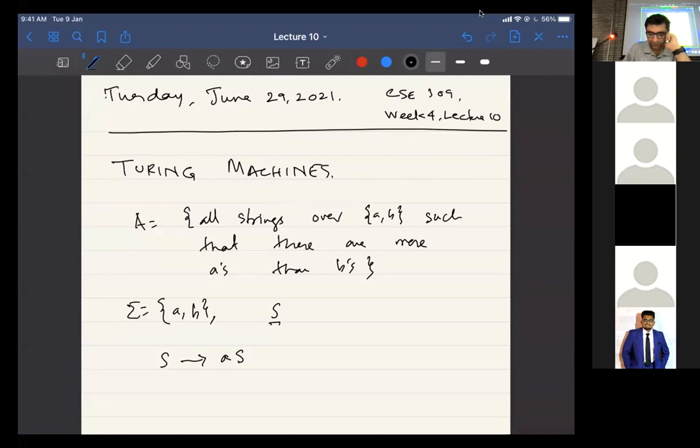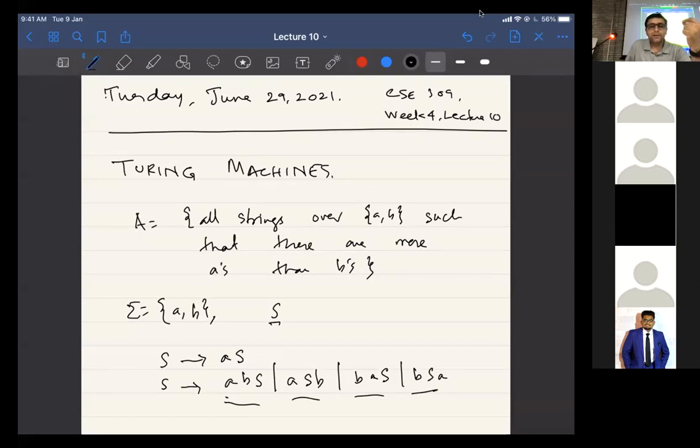Suppose I say that S is a starting variable, which can be AS, right? And then this S can be anything, either ABS or BAS. So if I apply these rules, then every time we apply this rule, we will have the same number of A's and B's, right? Same number of A's and B's. But we know that we have to start with this one.